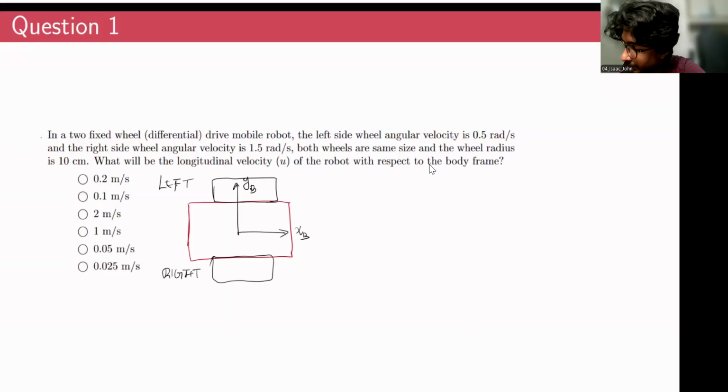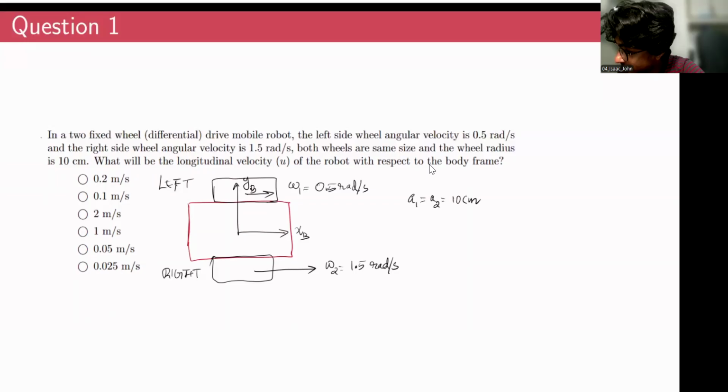And as per the question, it has been given that the left hand side wheel has an angular velocity of omega 1 as 0.5 radians per second. And the right hand side wheel has an angular velocity of omega 2 as 1.5 radians per second. You are also given the wheel radius A1 and A2 as 10 centimeters in the question. Here it is, the wheel radius is 10 centimeters.